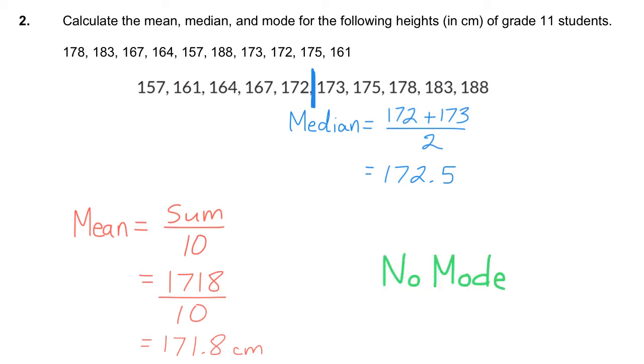So you can have one mode, you can have no mode, or you can have 2 modes, 3 modes. It's whatever is occurring the most. Let's say we had 3 different values that all occurred twice, and that's the most occurring. Then you would have 3 different modes. You would write all of them as answers. But in this case, we don't have any numbers that repeat, so we have no mode.